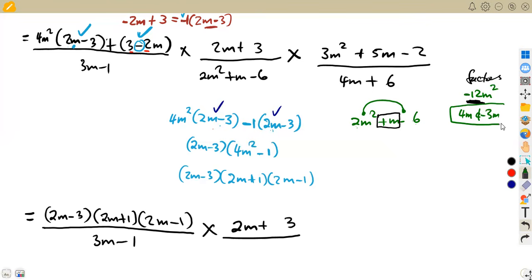So these two terms now, we have to replace them into the middle term this time. So we are going to have 2m squared. We replace these terms into our middle term. So that will be plus 4m, minus 3m, minus 3m minus 8.